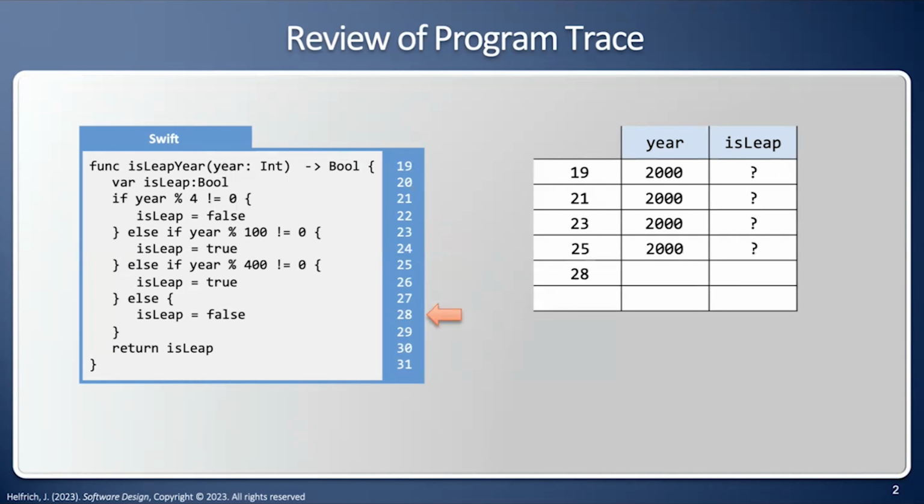Now notice how my line numbers are going to track which line I execute. I'm not going to execute line number 22, 24, or 26 because I didn't evaluate true in that Boolean expression. Now 28, I'll say is leap is false. And then after that, I'll go to line 30. Now notice that 2000 is in fact a leap year, so I've discovered a bug.